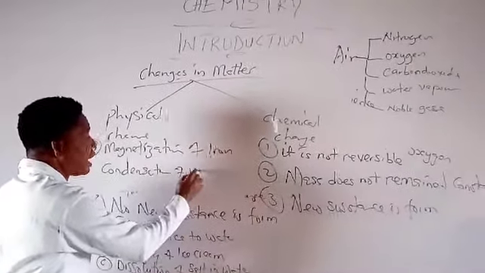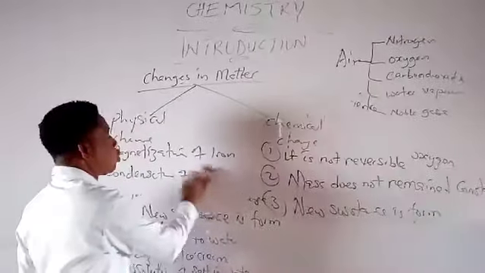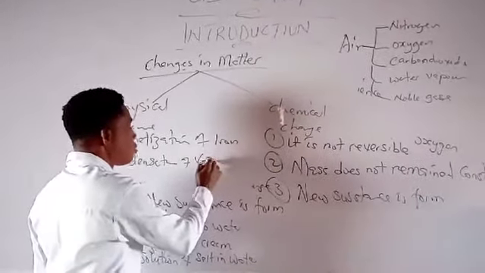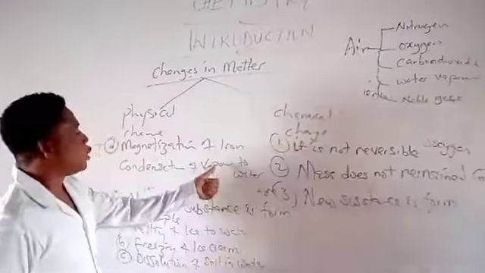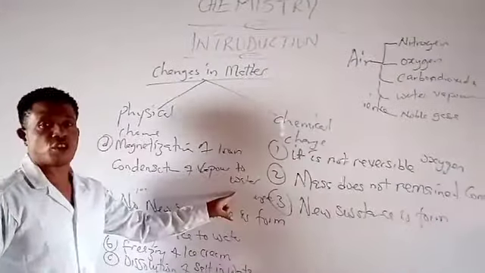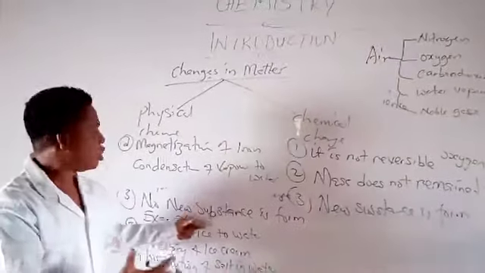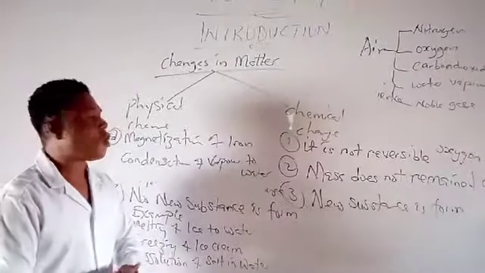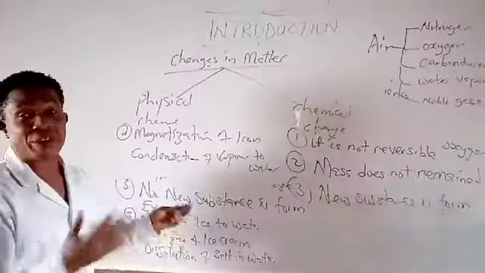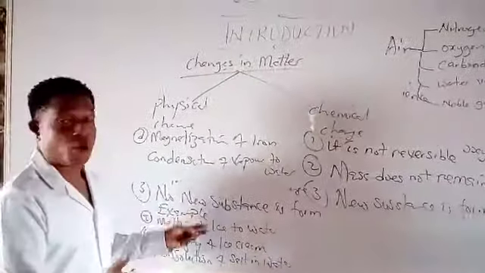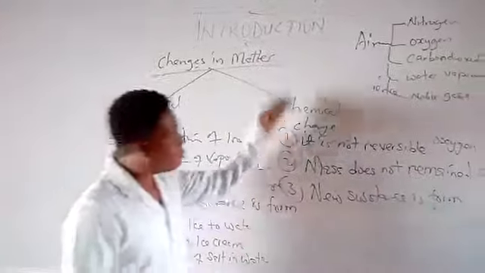Numbers five or six, condensation of water vapor, or condensation of vapor to water. Here you are going from the gaseous state to the liquid state. That is condensation. All these are examples of physical change, because all these processes I just illustrated are reversible.